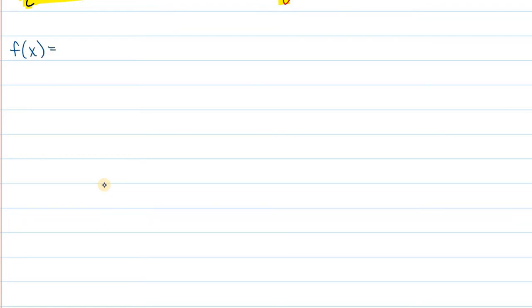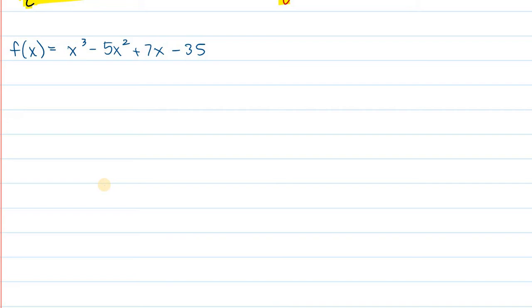f of x equals x cubed minus 5x squared plus 7x minus 35. So our goal is to factor this and then use our zero product property to solve for the zeros. And in this case, we actually could factor it. We could group it and factor, and we'd be able to find the possible zeros. But imagine you forget how to do that.